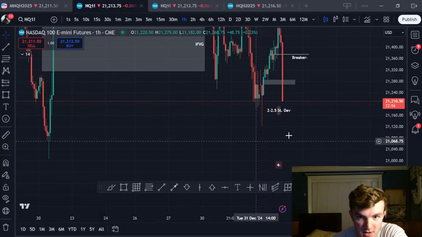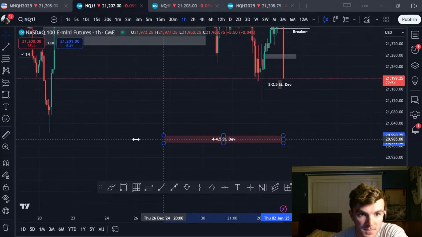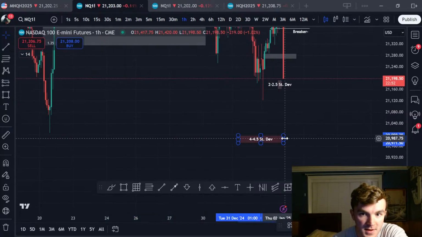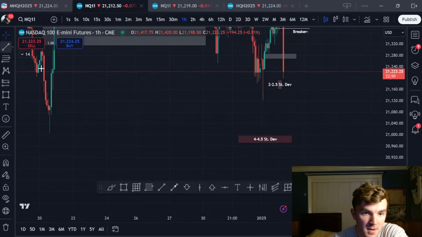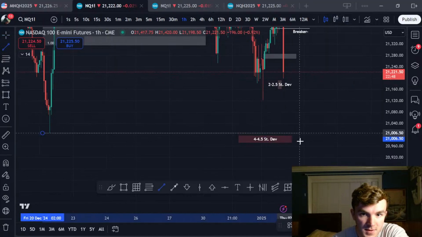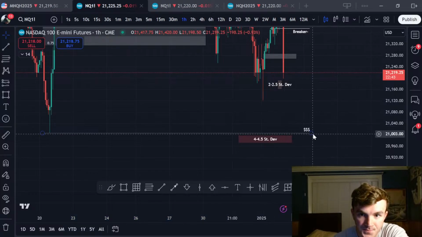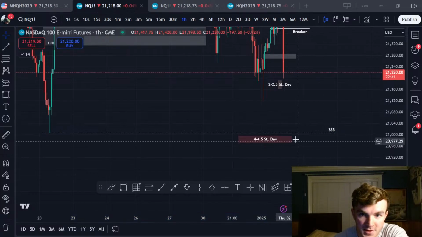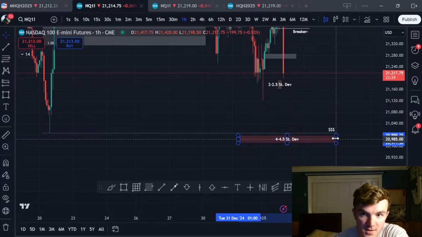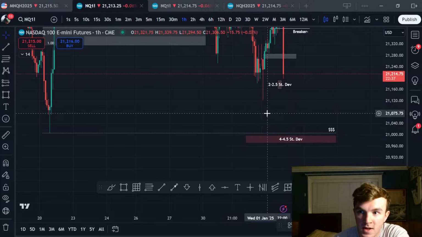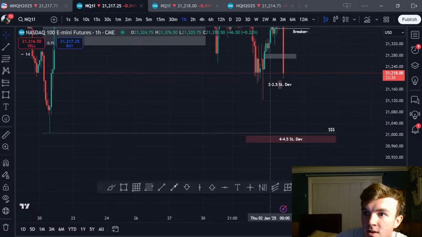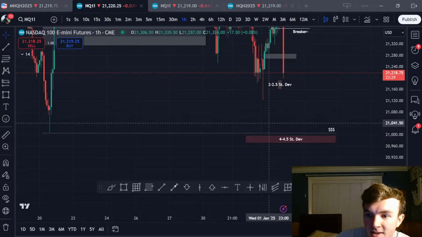So I think at this, yeah, and look, we got pretty good liquidity right below this 4 to 4.5. So this will be a really good target. And I wonder, let's pull up StatMap. Okay, now we're talking. Now we're talking.